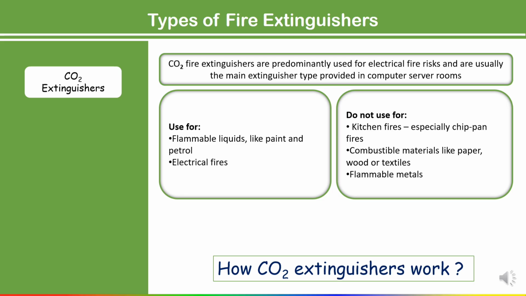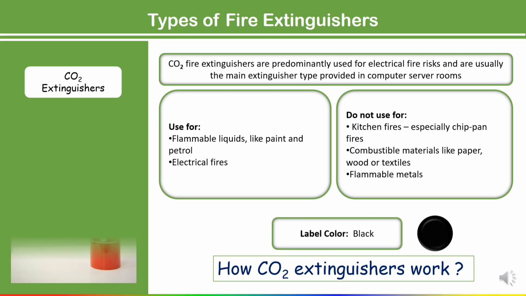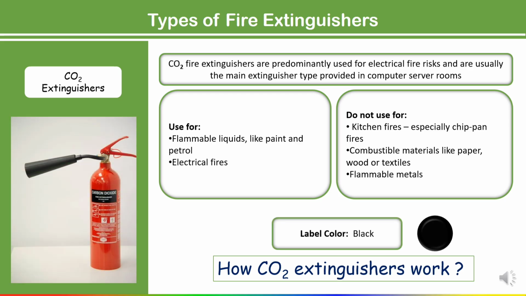So here I have discussed where we have to use and where we do not have to use the CO2 extinguisher. Their label color is black. Okay, it is given here. And how does this CO2 extinguisher work? Simply, a carbon dioxide extinguisher works primarily by displacing oxygen and cooling the fire. Okay.